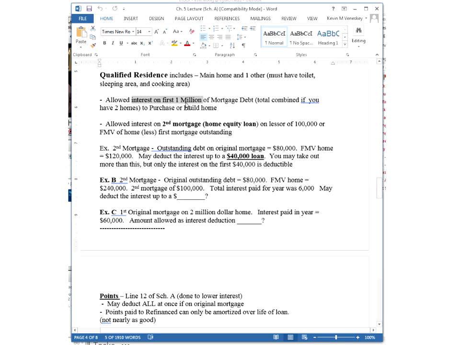So say you had a $3 million mortgage and you paid $30,000 in interest that year. You would only be able to take, since the cap is $1 million over $3 million, you had 3, you could take a third. You could take a third then of your $30,000 interest. You would be able to deduct $10,000 interest as a Schedule A mortgage interest deduction.